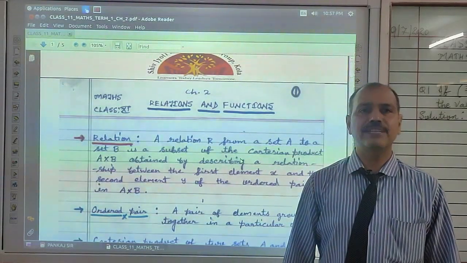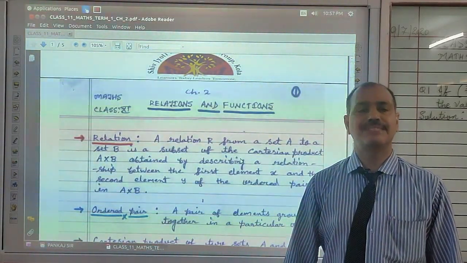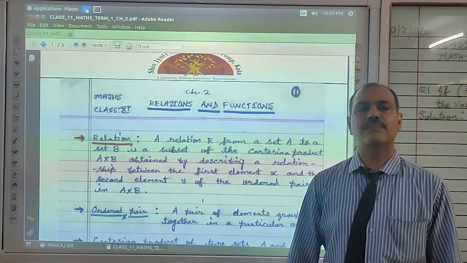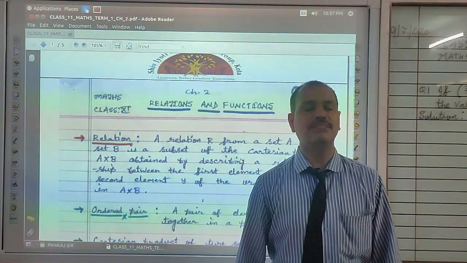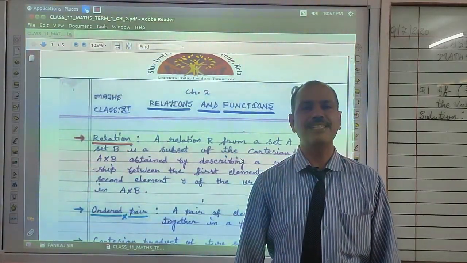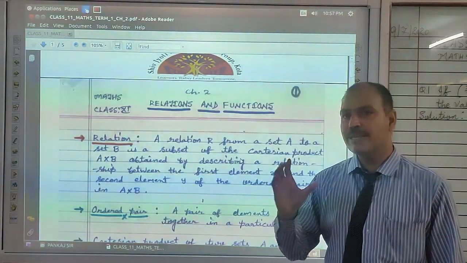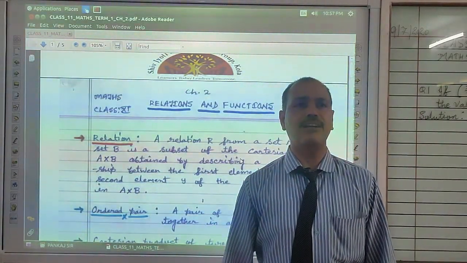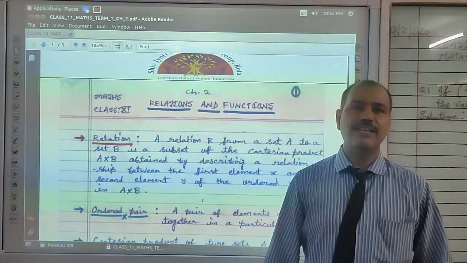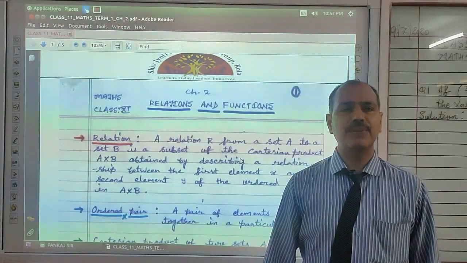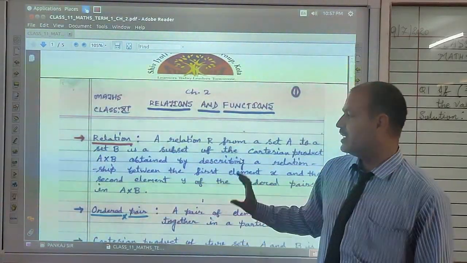N is a subset of W. W is a subset of Z. Z is a subset of Q. This is the relation between natural numbers, whole numbers, integers and rational numbers. Now, in an algebraic way, if x and y are two terms, for example, x square is equal to y. One more example, x is equal to 2y plus 1. So, relation is done.